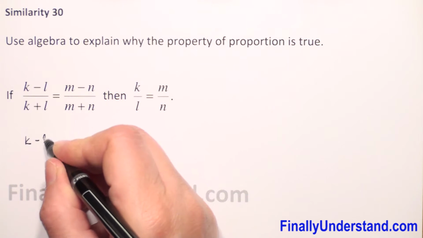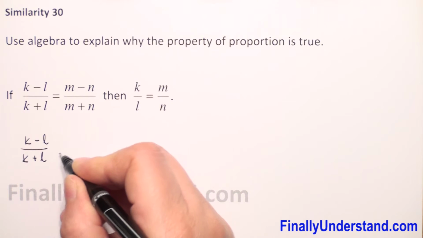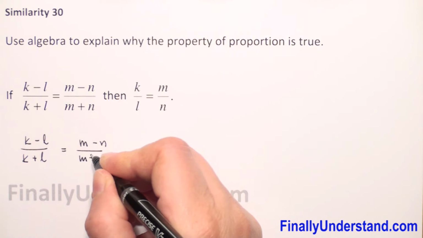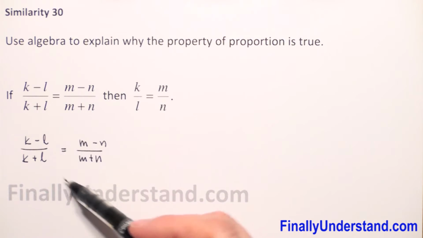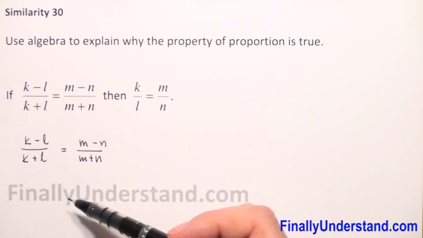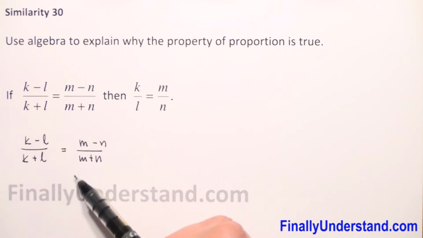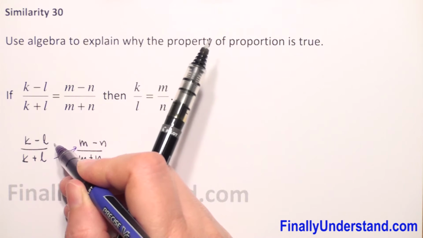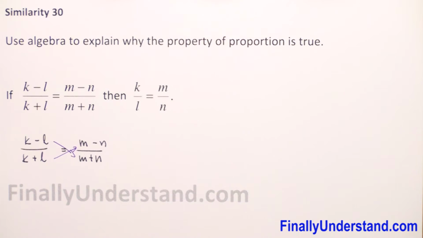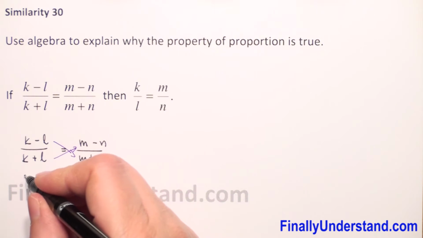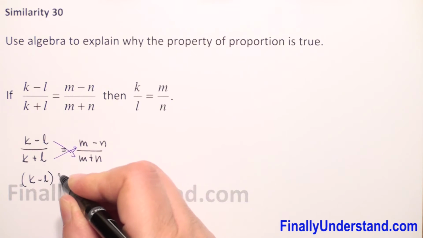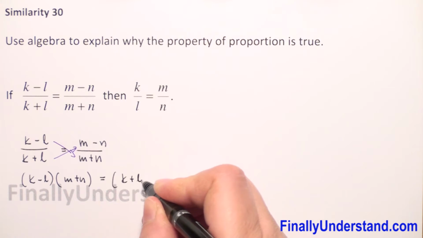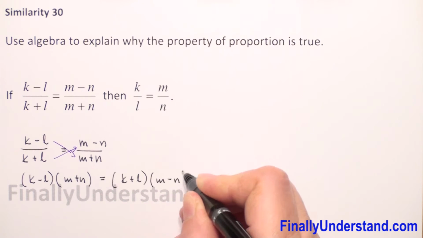We have (k − l)/(k + l) equal to (m − n)/(m + n). What can I do here? First, to get rid of this proportion, I will cross multiply. So (k + l) is multiplied times (m − n), and (k − l) times (m + n). Let me write this in parentheses. We have (k − l)(m + n) is equal to (k + l)(m − n).